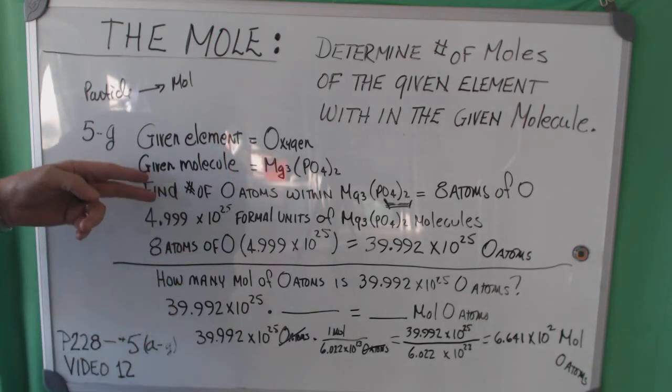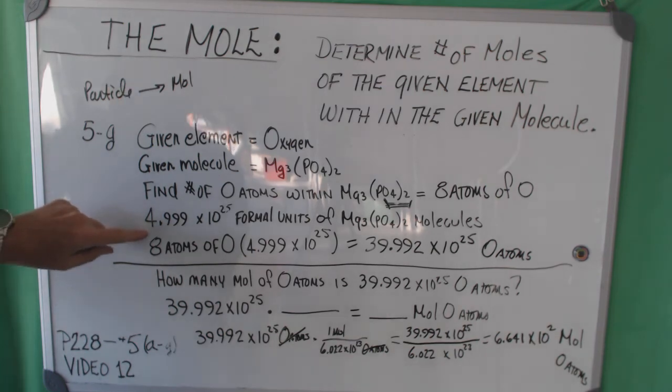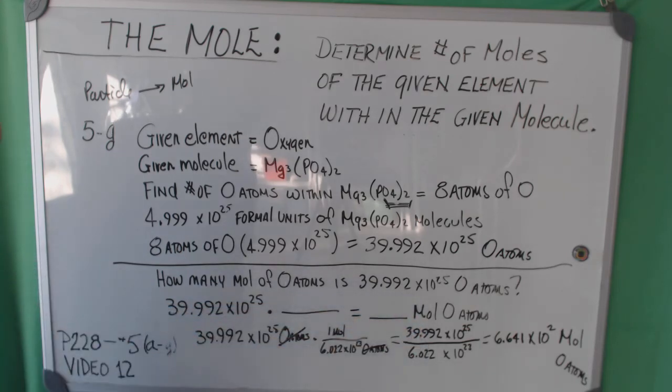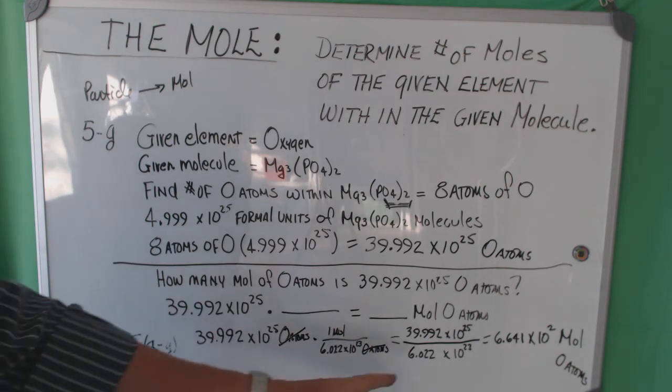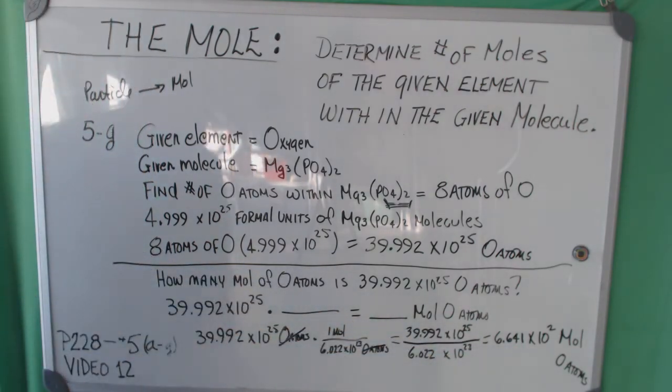And if I look up here, I can see that the number of significant figures is going to be 4, and I want to maintain that in my final answer. So I've got 6.641 times 10 squared moles. That's like, if I moved it over, I could say I have 664 moles of oxygen atoms.